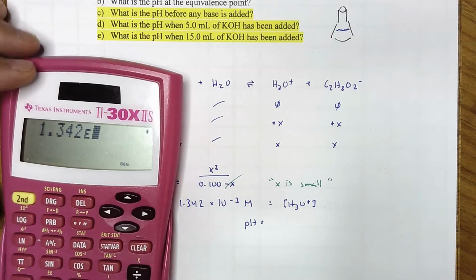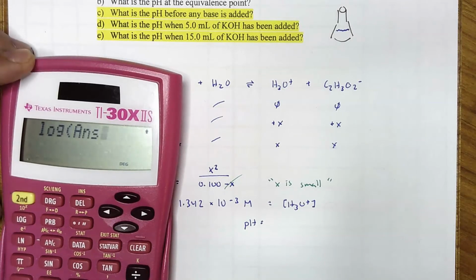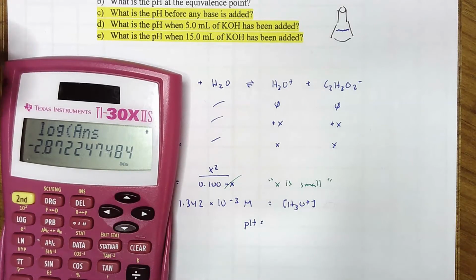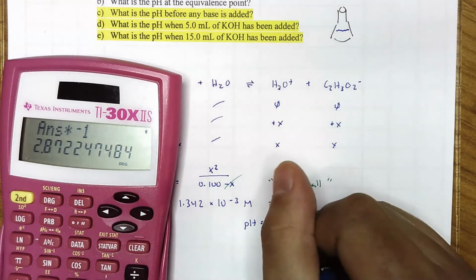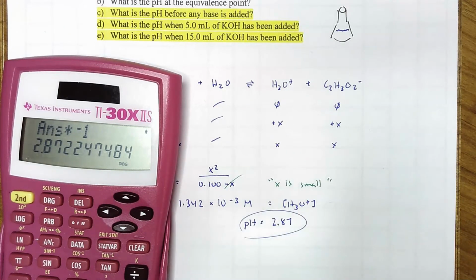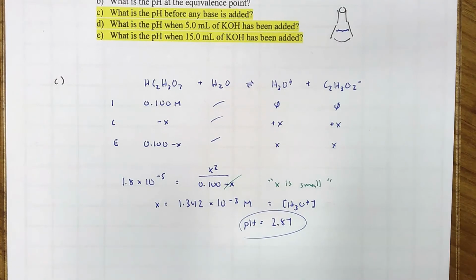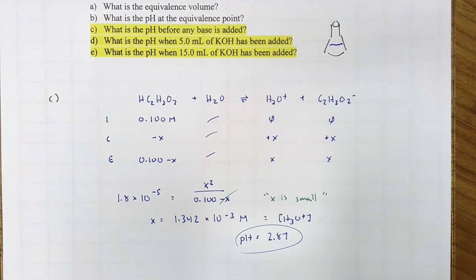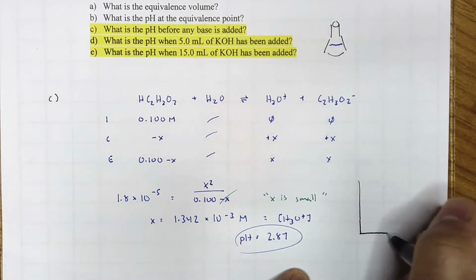1.342 times 10 to the -3. Log of that answer. Oh, man, what happened there? Times -1. That looks much better. 2.87. I'm not sure what happened in the first pass at the calculation, but that looks better. 2.87. Okay, that is where it starts, right? The titration curve at 2.87.